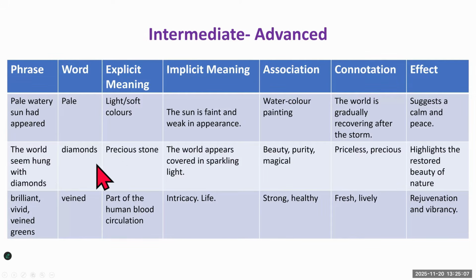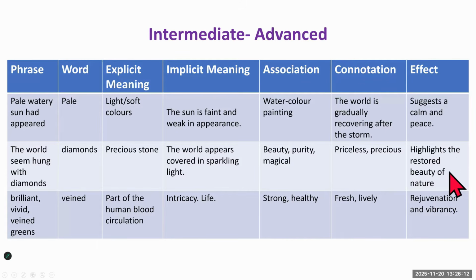So the word diamonds refers to precious stones. Obviously, there are no diamonds in that scene. So why did the writer use the word diamonds? It's because the water droplets were sparkling. So as you can imagine, it's a very beautiful scenery. So I've got here association with beauty. Also, diamonds are very expensive. So why did the writer use the word diamonds? It's because it is very precious and priceless.